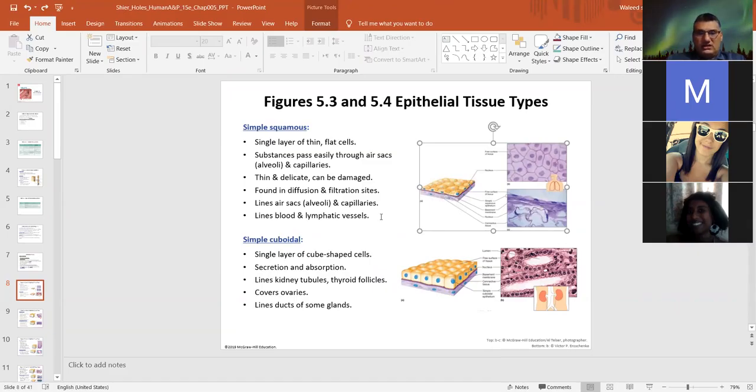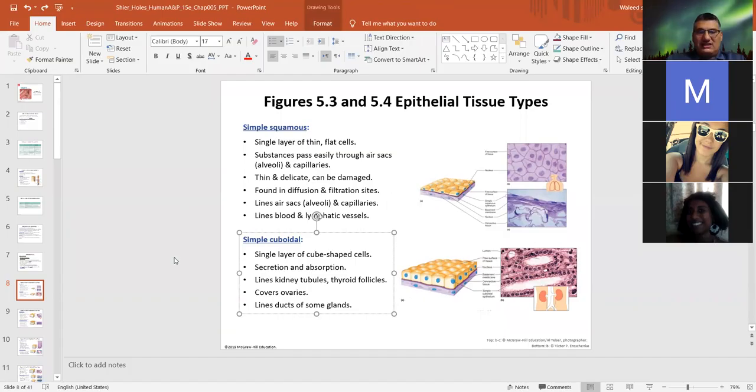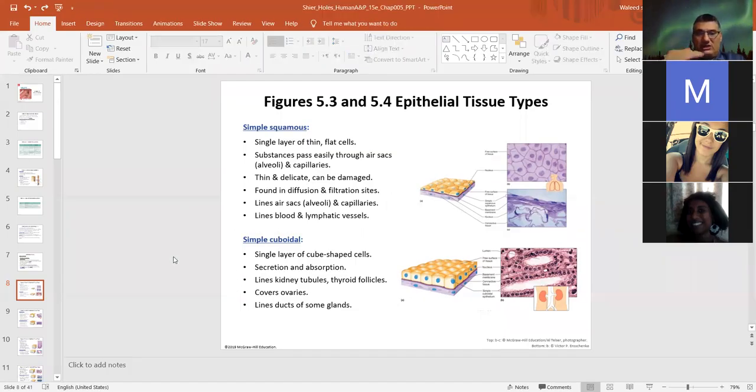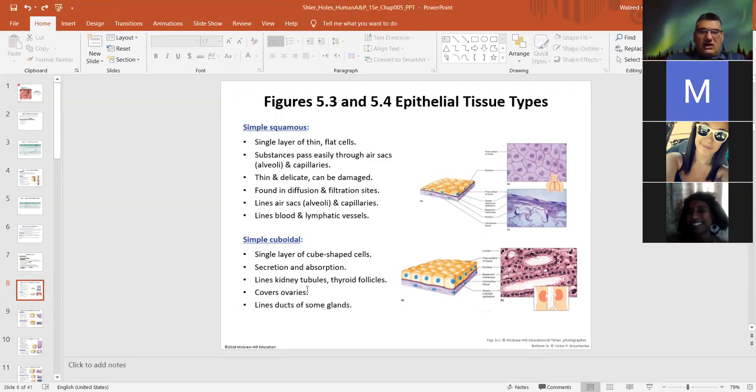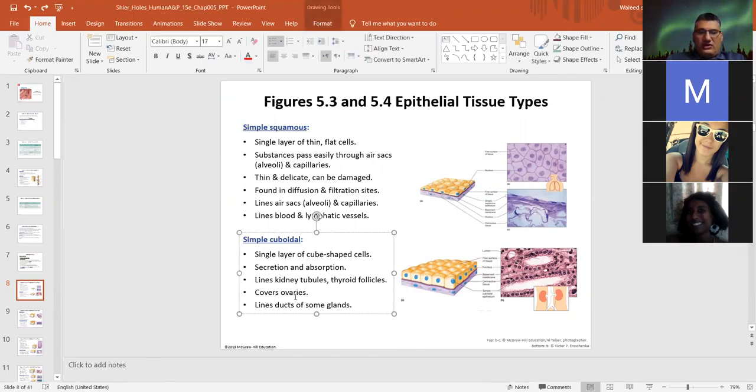Number two, where is it? It can be in the capillaries, in the air sacs, lining the blood and lymphatic vessels. So it's alveoli, capillaries, lymphatic vessels. Next one is simple cuboidal. What does it mean? Simple means one layer. Cuboidal means cubical shaped cells. Look at these cells, how they look like a cube. Where is it? In glands, the ducts of the glands. It's also located in other parts. This is very important: it also covers the ovaries and is located in the kidney and thyroid follicles.